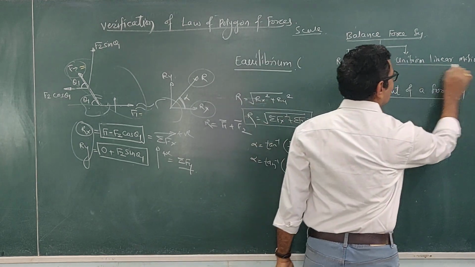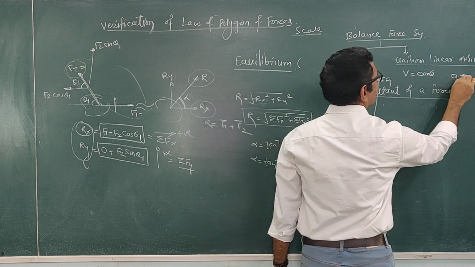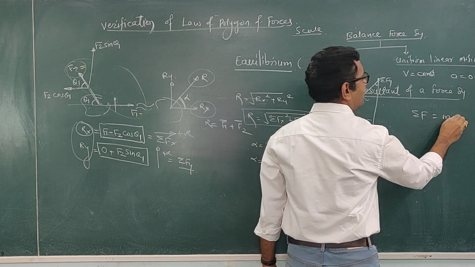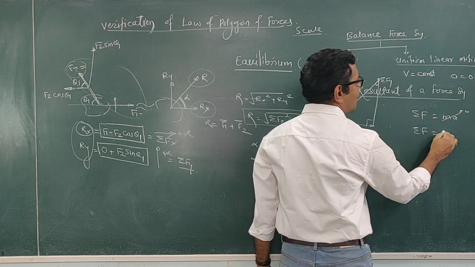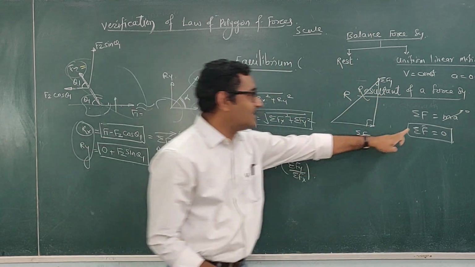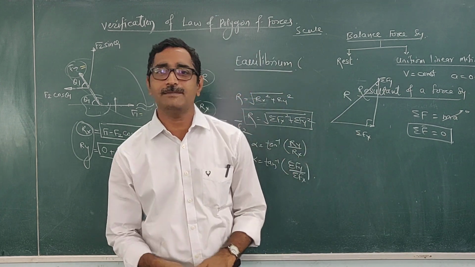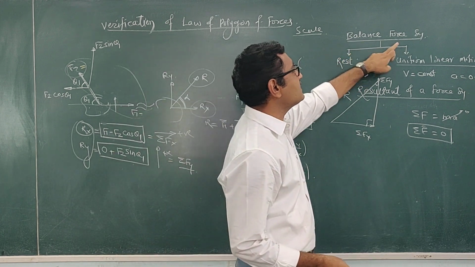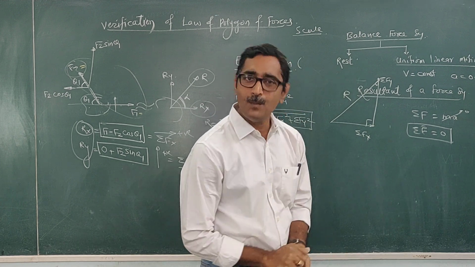Now, when any body is moving with a uniform linear motion, velocity equals constant, acceleration equals 0. According to Newton's second law, summation of F equals ma. If a equals 0, this term becomes 0, meaning the algebraic summation of all force vectors is equal to 0. If the algebraic summation of all force vectors is 0, it is a balanced force system, or we can say that it is in equilibrium. So when a body is in equilibrium, it is in the state of rest or in uniform linear motion.